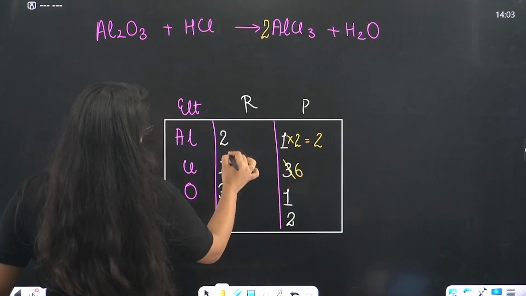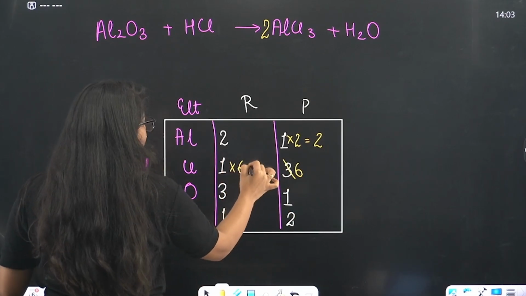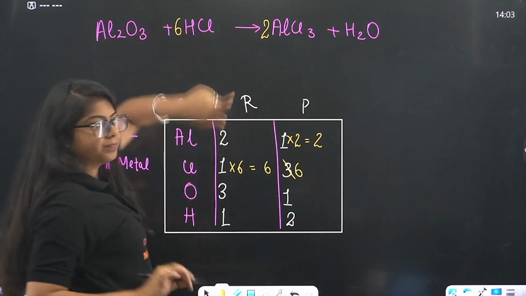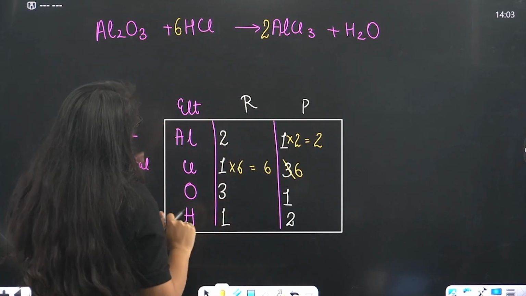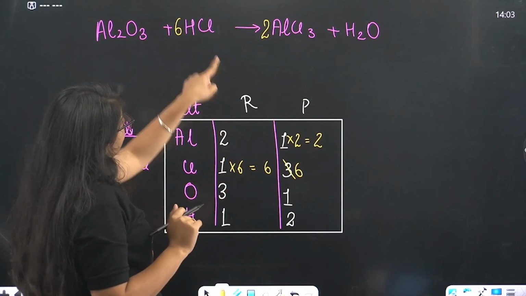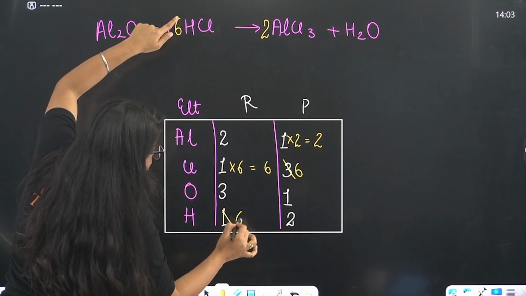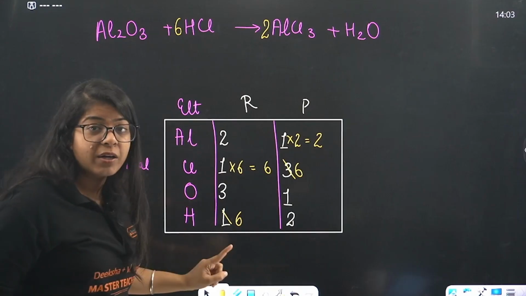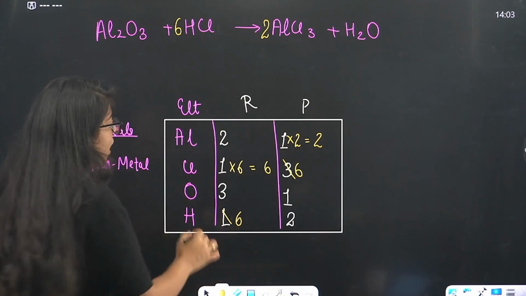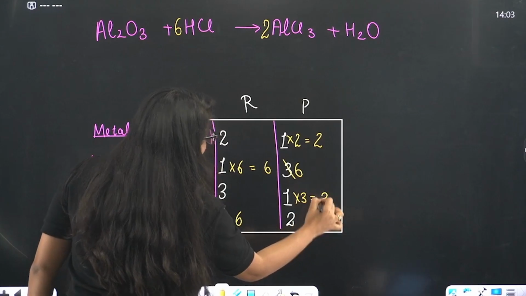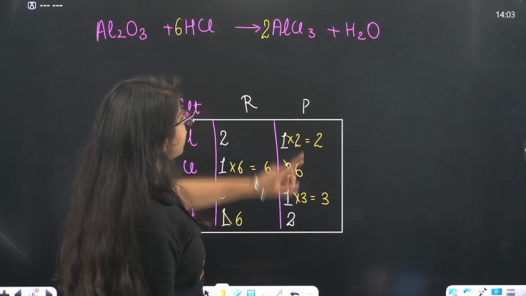So, I'll just multiply this chlorine with 6. Simple, ma'am. It becomes 6. Now, I will write 6 here. Done. Now, in attempting to balance chlorine, I unbalanced hydrogen. Hydrogen was 1 before. Now, it is 6. But don't jump to hydrogen. Go back to oxygen. Oxygen is what? 3. I will multiply this one with 3 and I will have 3 oxygens.